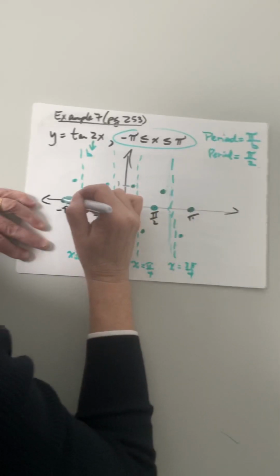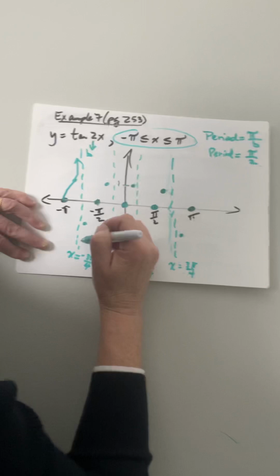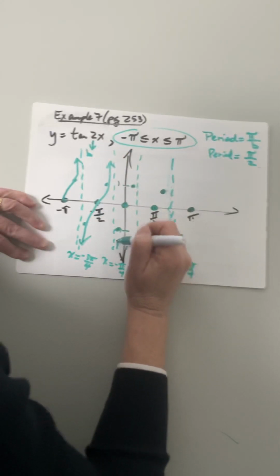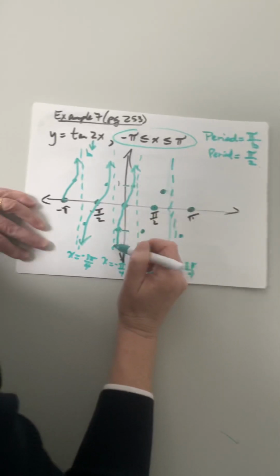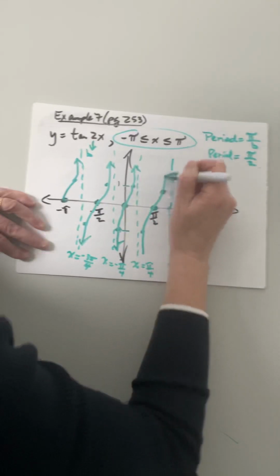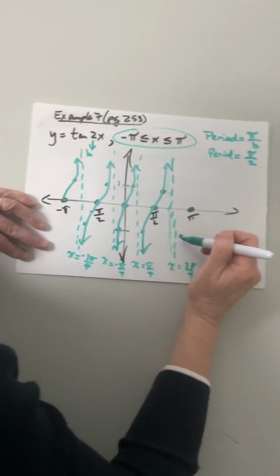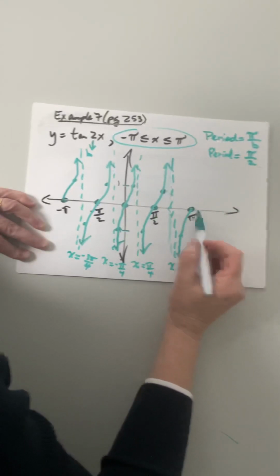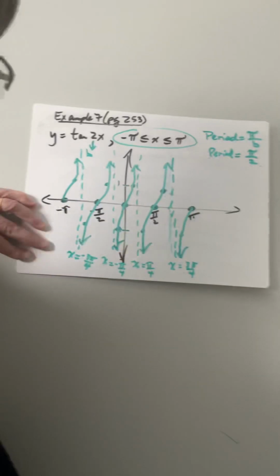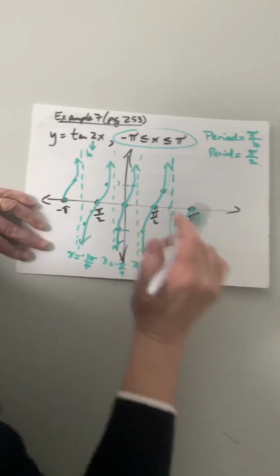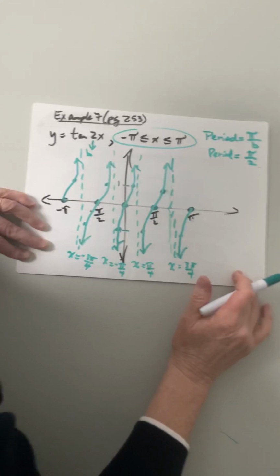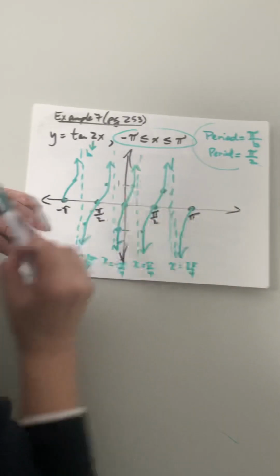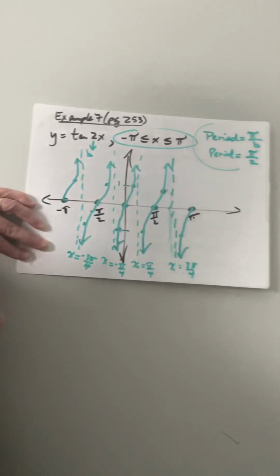So now we can draw these curves on to finish our graph. And you can see the shape of that tangent curve. We cannot go beyond our restricted domain though, so we're stopping at pi there, stopping at negative pi there. So this is the graph y equals tan 2x. The period is changed based on this formula, and we have a restricted domain from negative pi to pi.